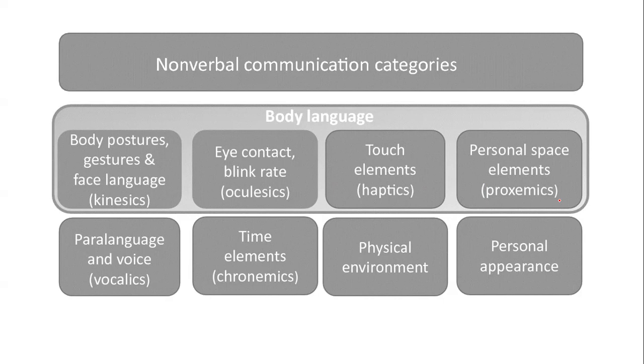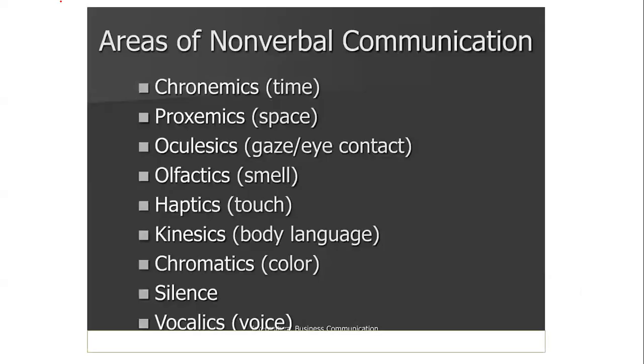Paralanguage, which is vocalics. Chronemics is the time element. Physical environment, and personal appearance. So I have just written these technical terms. You should remember these technical terms very well. Then I have done the same thing in a very systematic way, so that in one go, you should be able to know these things very well.